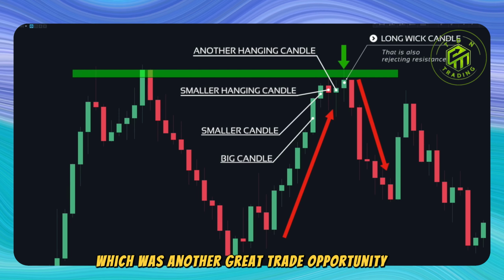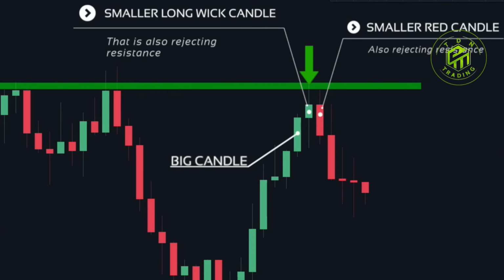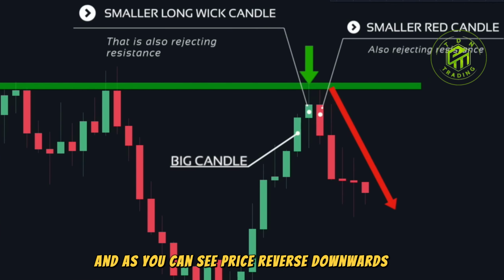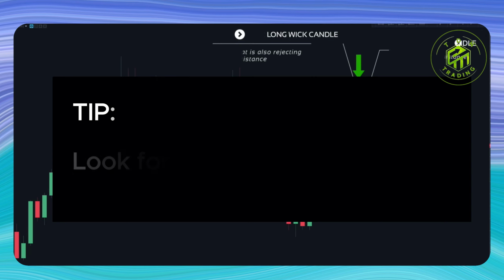Here's the Cat Swiss. Again, we have 3 rejections of this level before it reversed downwards, which makes this a key level of resistance. As price approaches this level again, we have a big green candle, a smaller green candle where the wick is also rejecting resistance, and then an even smaller candle which is a red bearish candle, and as you can see, price reversed downwards.